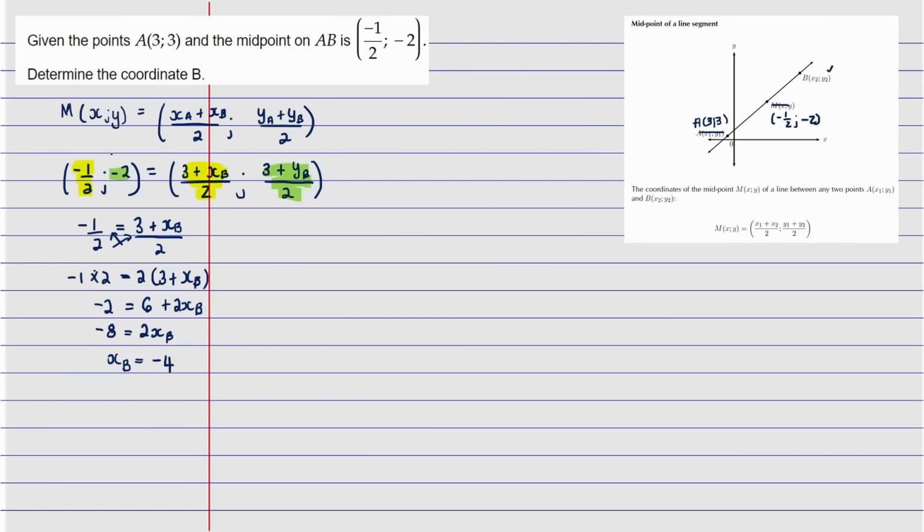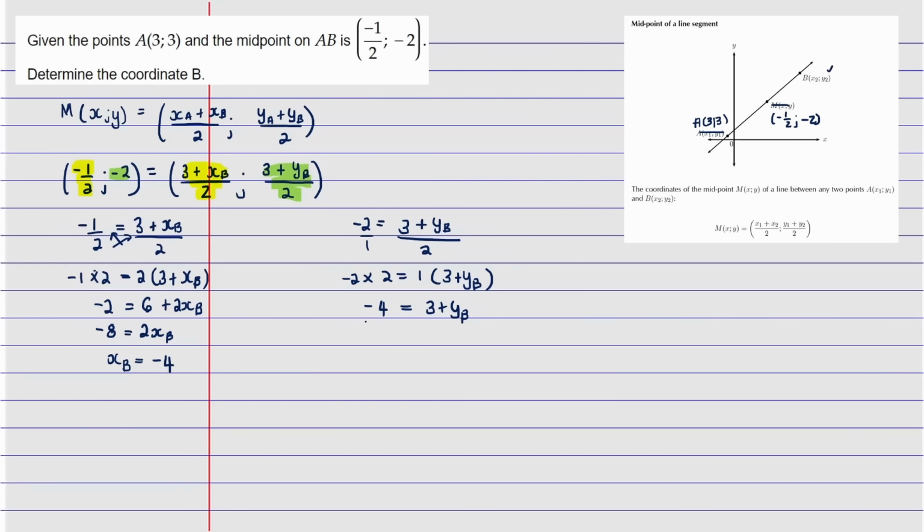So now I'm going to equate the green ones, which is the Y coordinate. So it's going to be negative 2 is equal to (3 plus YB) divided by 2. Cross multiply: negative 2 multiplied by 2, is equal to (3 plus YB) divided by 1. So here we're going to have negative 4 is equal to 3 plus YB, right?